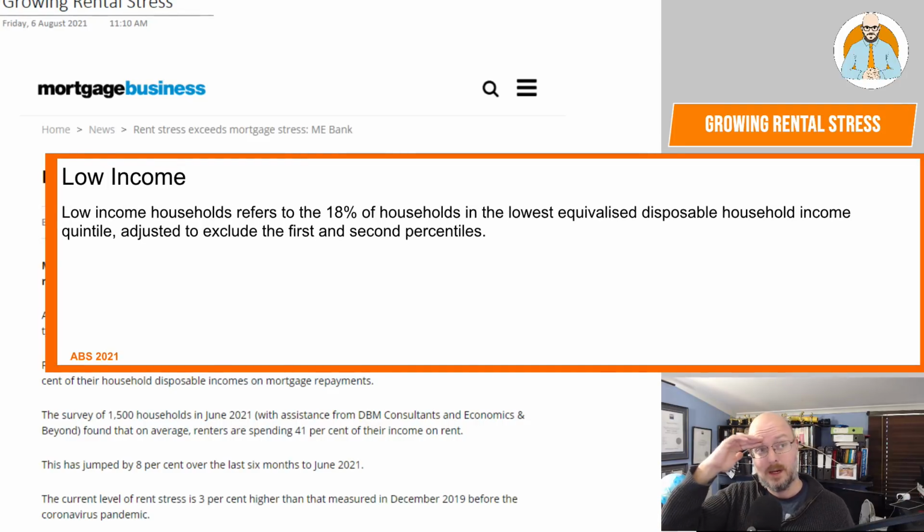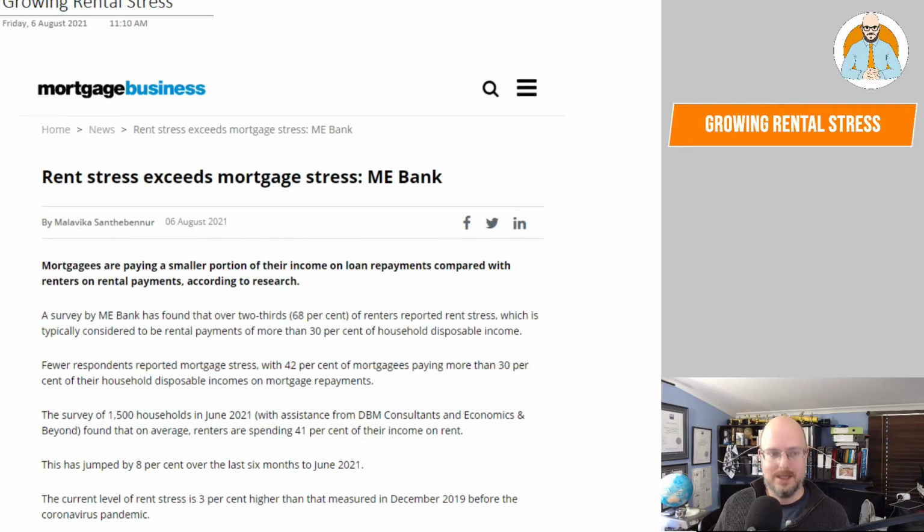Low-income households refer to the 18% of households in the lowest equalized disposable household income quintile, adjusted to exclude the first and second percentiles. That all sounds impressive, but what is it in Australia?